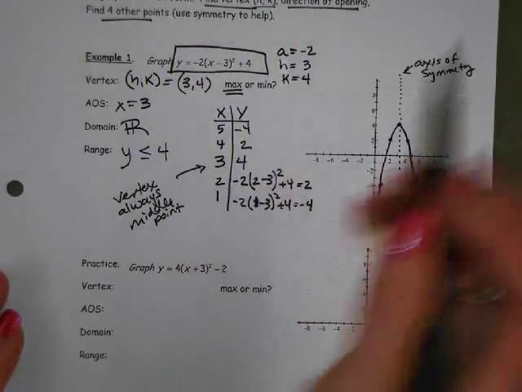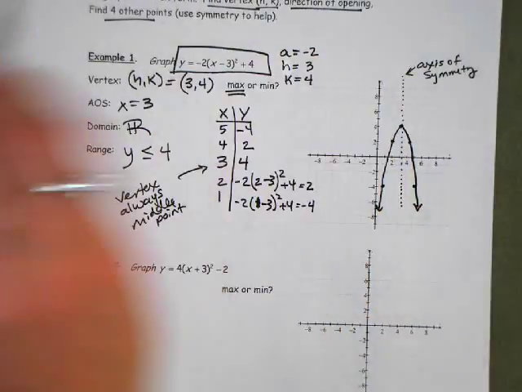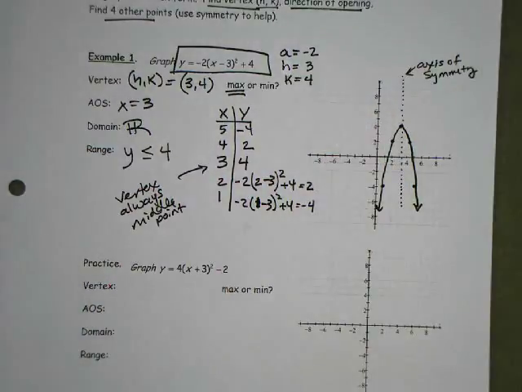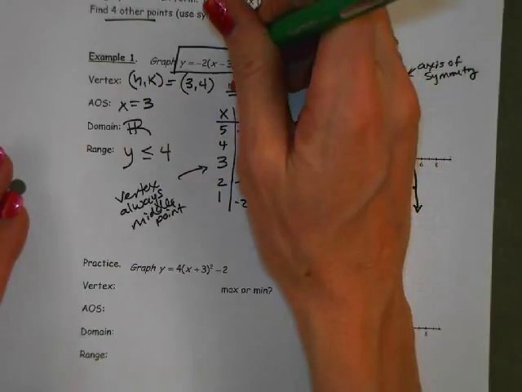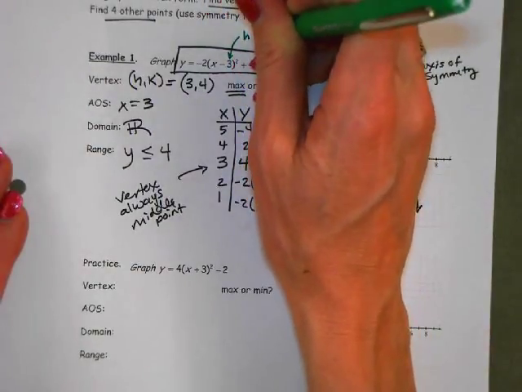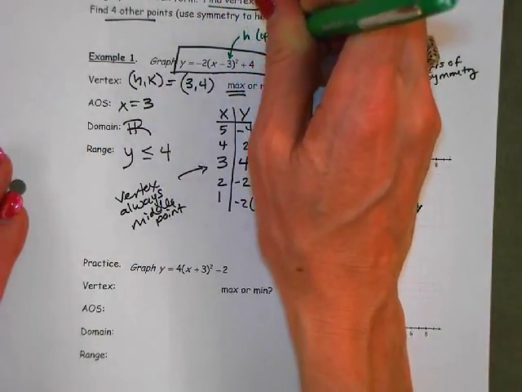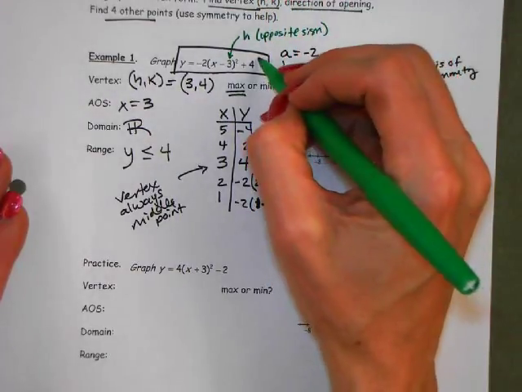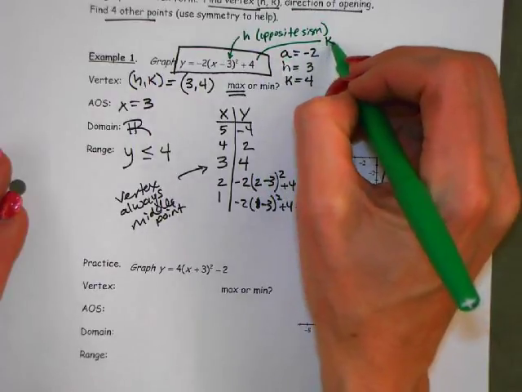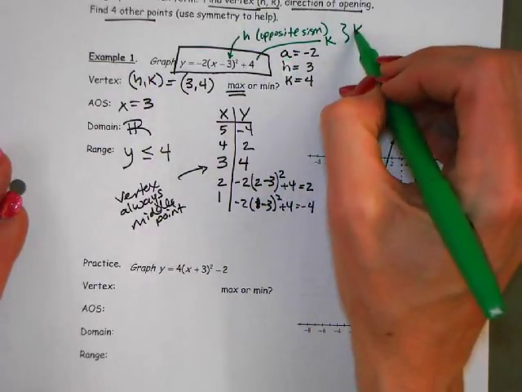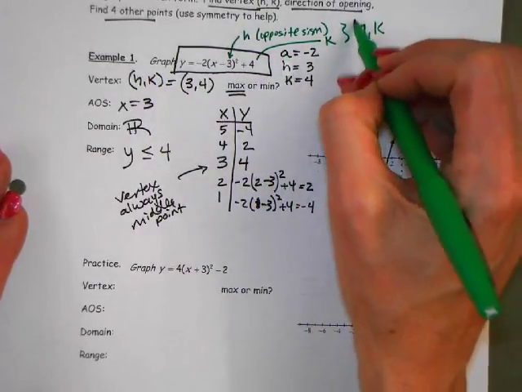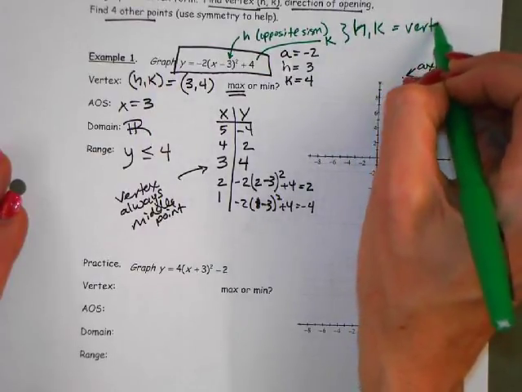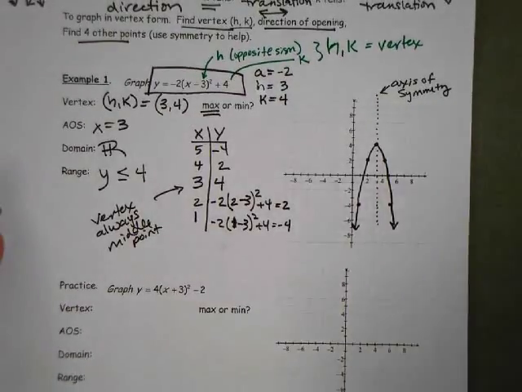Okay? So again, just to show you, to make sure that we see this, I'm going to use a different color. Up at this vertex form here, this is always going to be H, and it's always the opposite sign, and this is going to be K, and then H comma K equals your vertex. Okay, so I just want to show that.